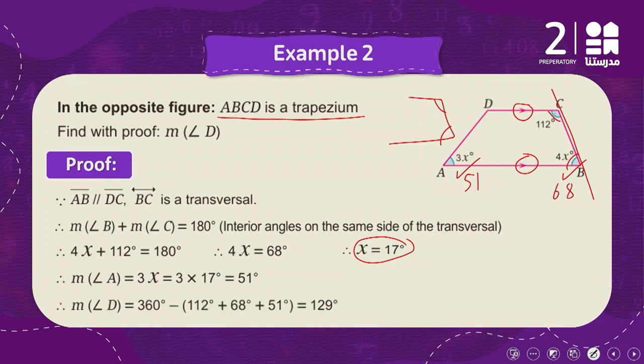Now let's add this angle, this angle, this angle, and subtract the sum from 360, or 360 minus the sum of all of these angles. Now you found angle D, which is 129.